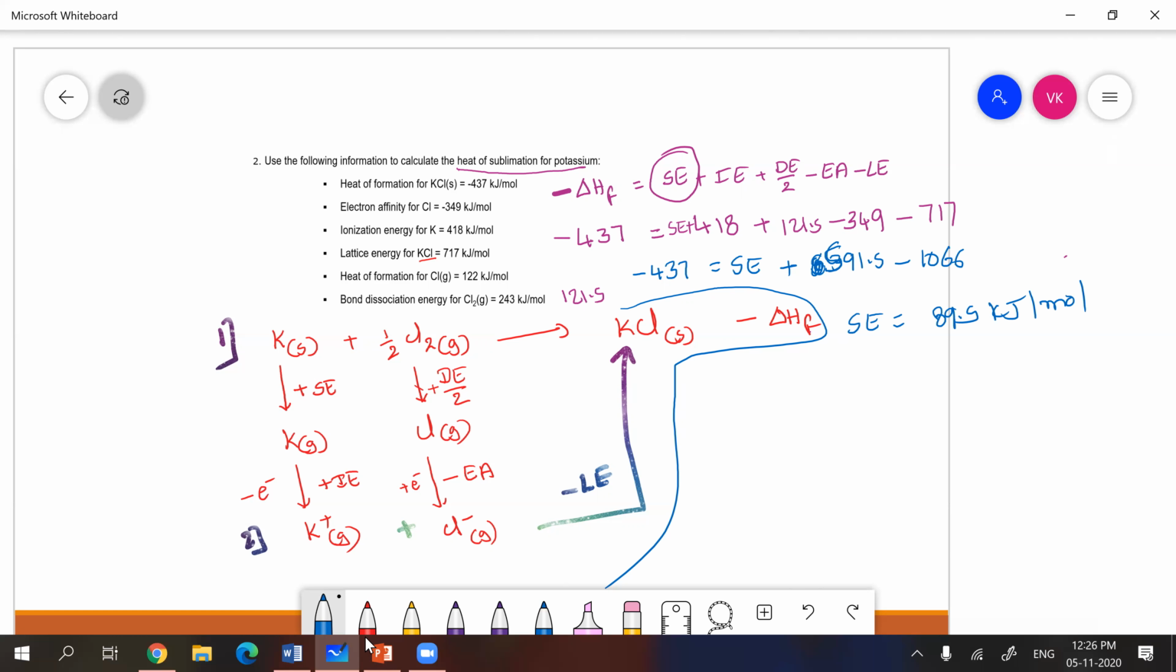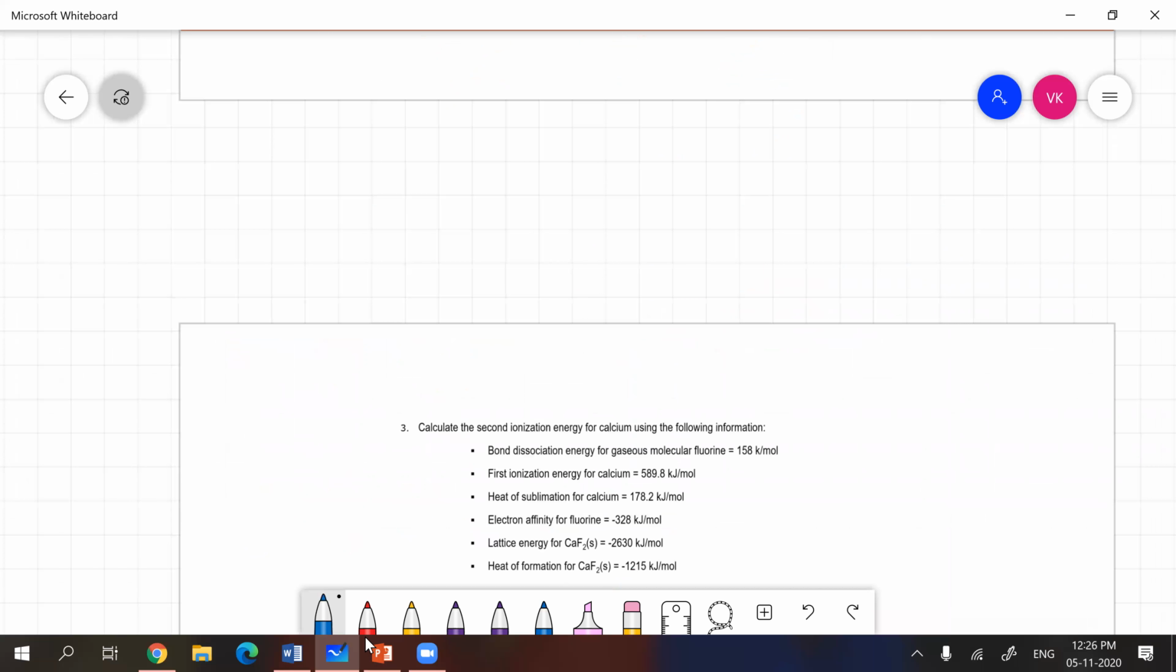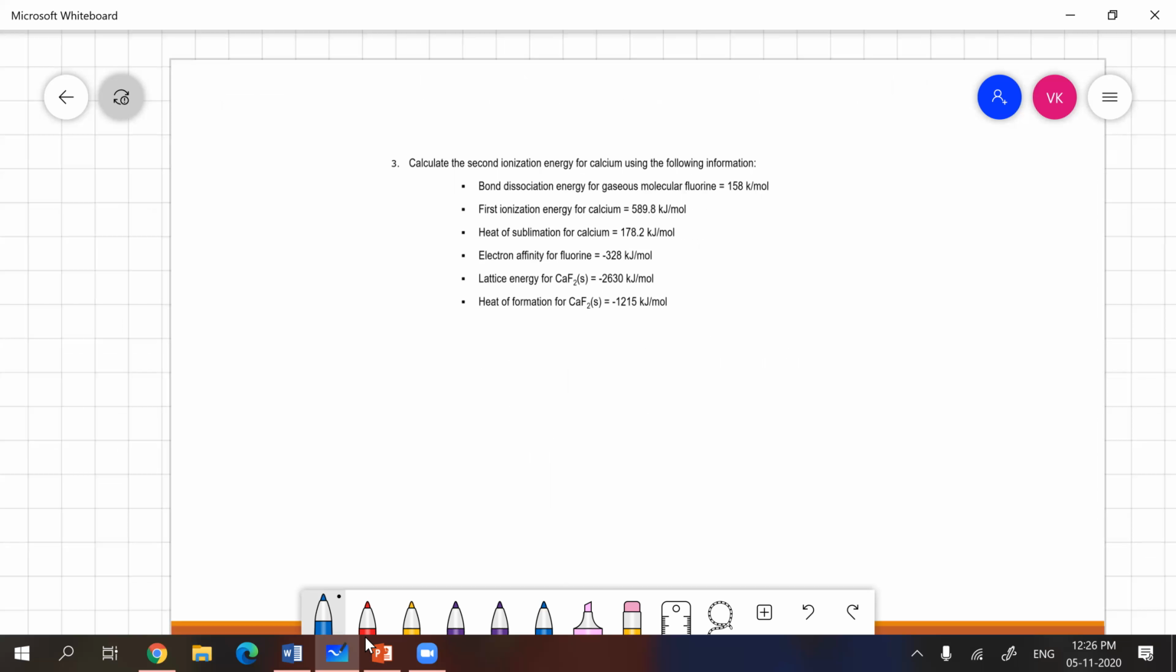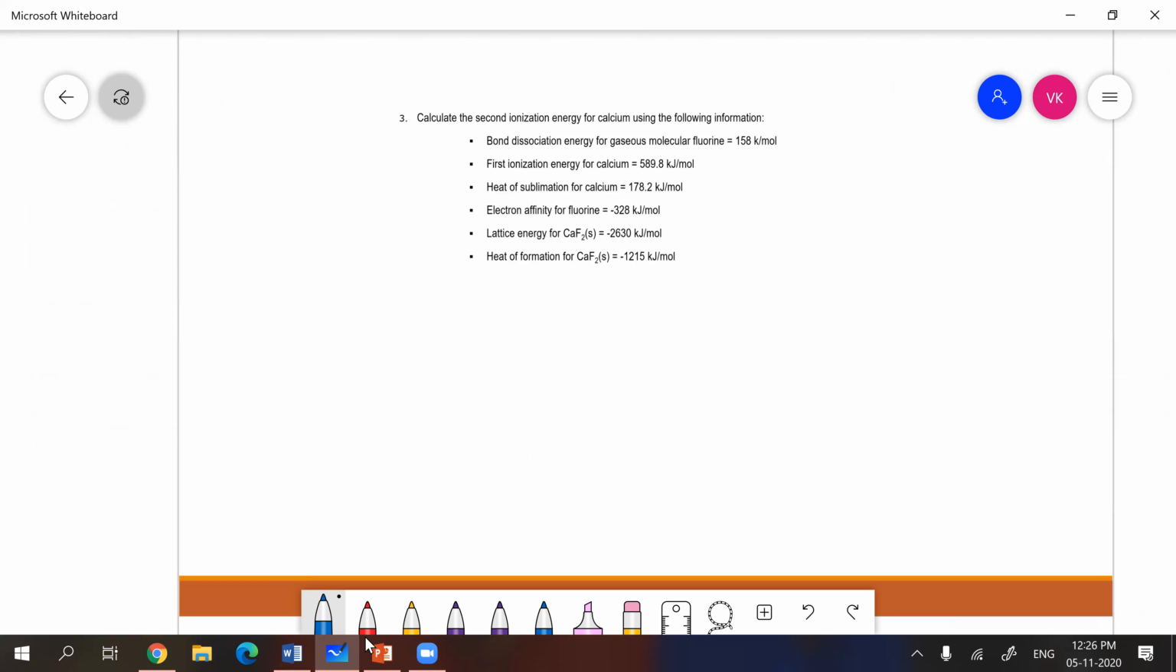Okay. Let us do one more last problem of the same type, using Born-Haber cycle. So now you just try to do this without seeing this video. Just pause the video and try to do this problem. Okay, now I'm going to write the Born-Haber cycle here. And what is here? Calcium fluoride.